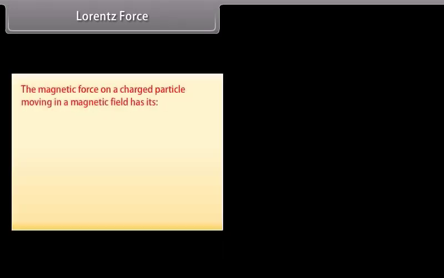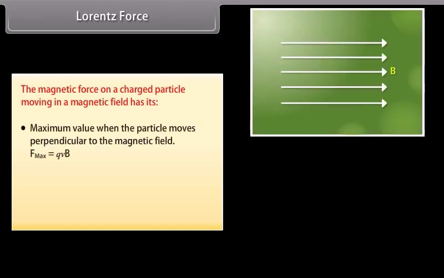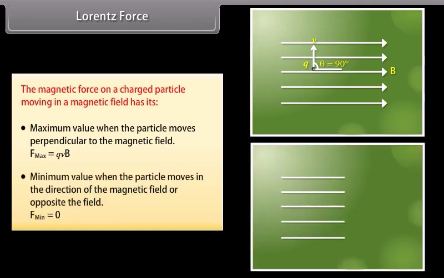The magnetic force on a charged particle moving in a magnetic field has its maximum value when the particle moves perpendicular to the magnetic field. F max is equal to qvB. Minimum value when the particle moves in the direction of the magnetic field or opposite the field. F minimum is equal to 0.